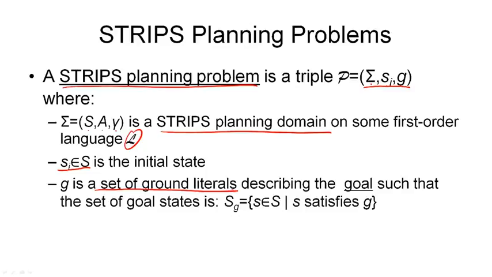Once we are given a goal described in this way, we can define the set of possible goal states as all those states in S that satisfy the goal. Satisfaction was something we defined earlier. You may remember this symbol. We said that S satisfies G if all the positive literals in G are true in S and none of the negative literals in G hold in S. So that is the definition of a planning problem.